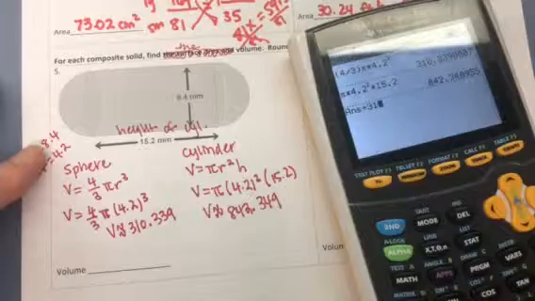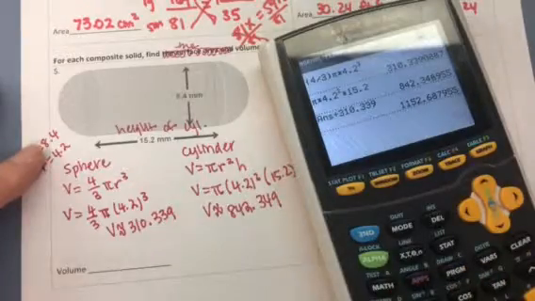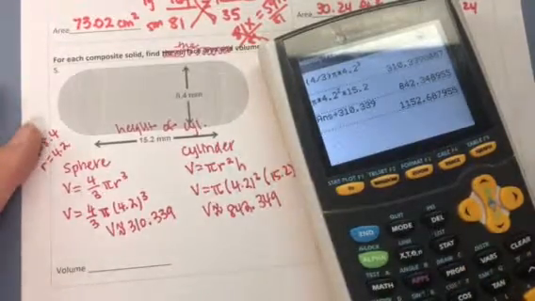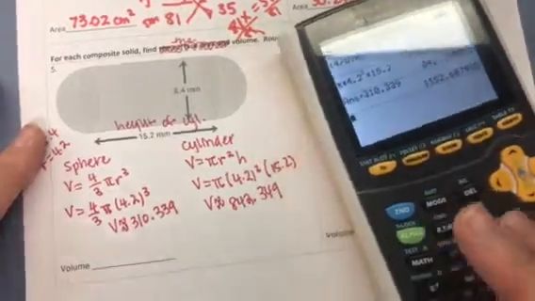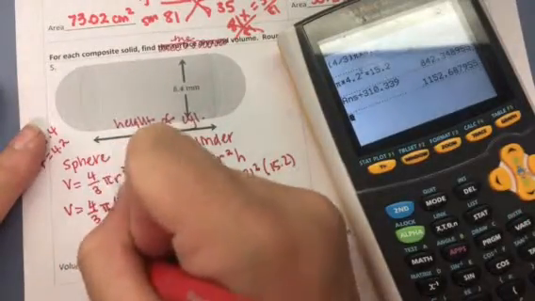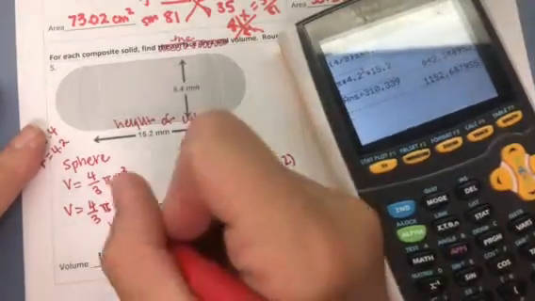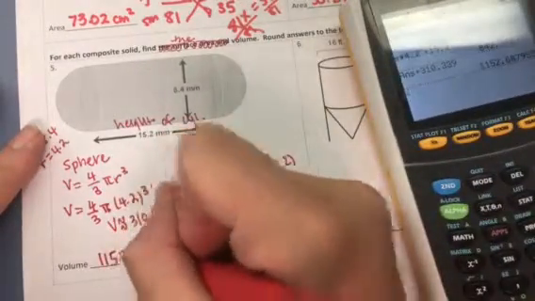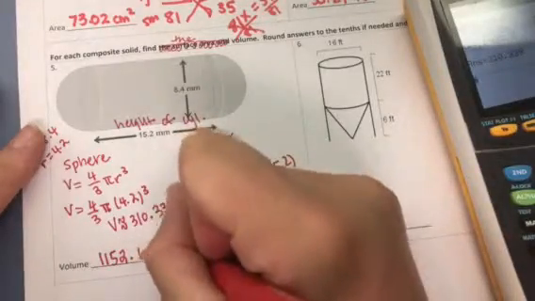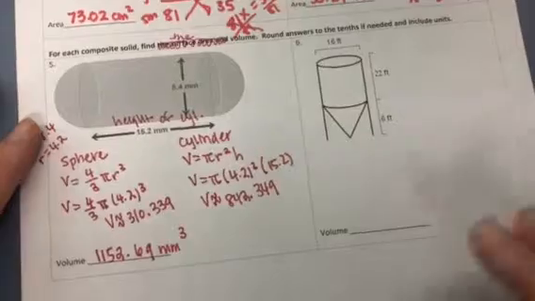So 310.339. So the composite solid that's made up of the two hemispheres and the cylinder, its volume is 1,152.69, because we'll let that 7 round the 8 up. So 0.69 millimeters cubed, because it's a volume, so cubic millimeters.